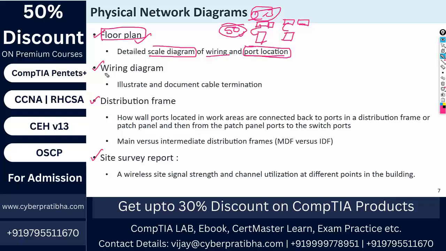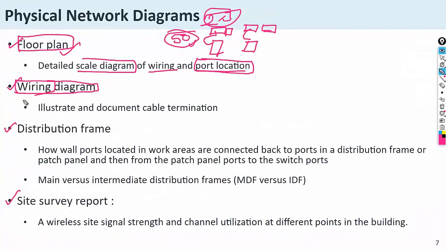Later on you will have to use the wiring diagram: how much wire you will have to use, how long the cable is, which means a cable diagram, and also the termination of the cable. Cable termination means where the cable will be terminated and the port will be situated, right?